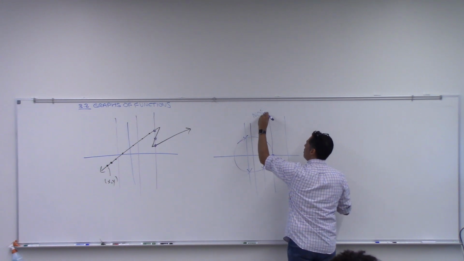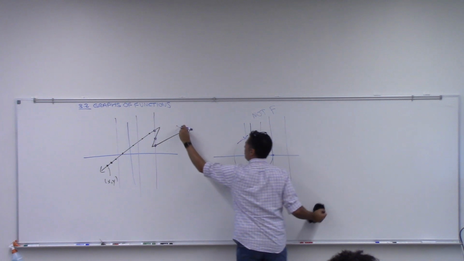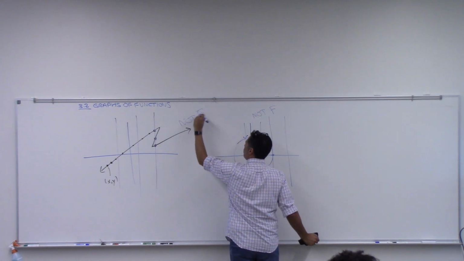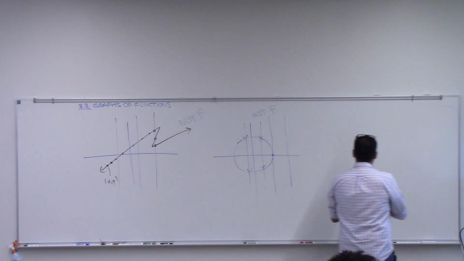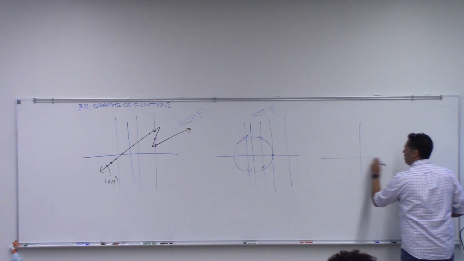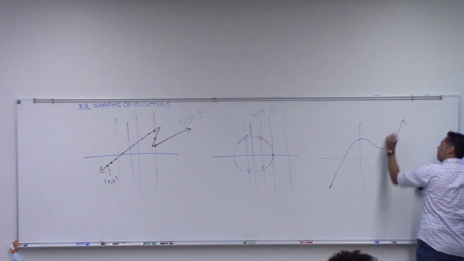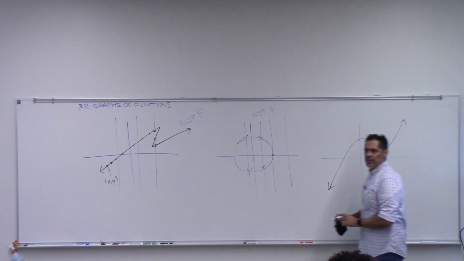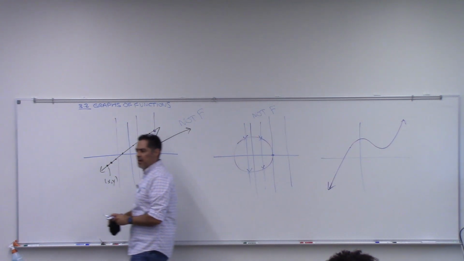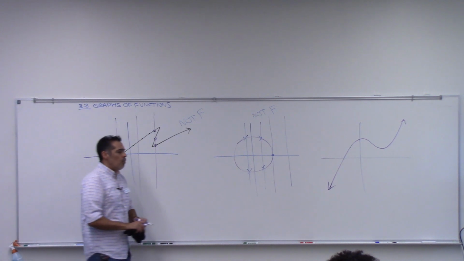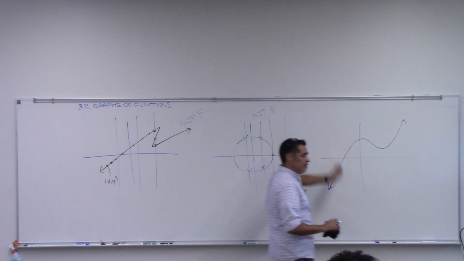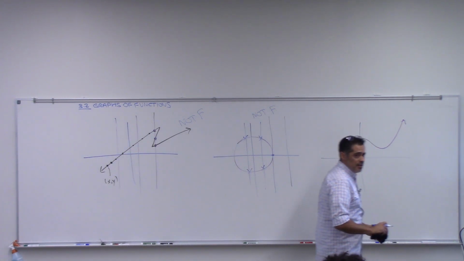So not a function, I'm just gonna put F. This is not a function, right? To pass the vertical line test means it would have to look something like, how about this? Does that pass? That passes, right? That is a function. No matter what vertical line I ever draw, I'm only going to hit the graph one time.